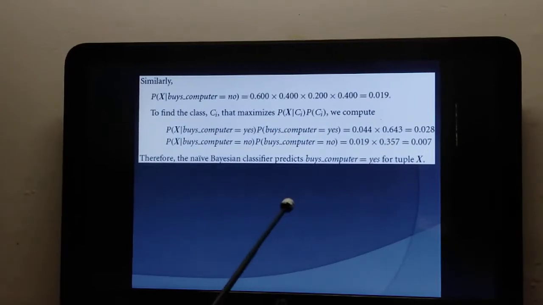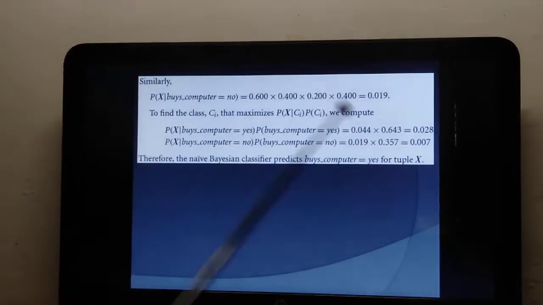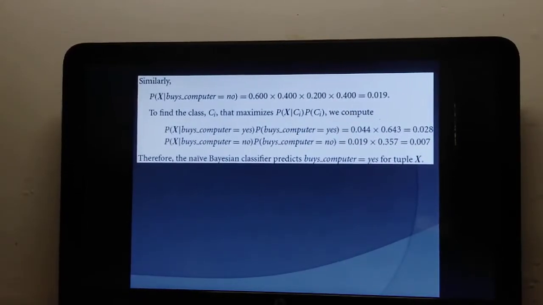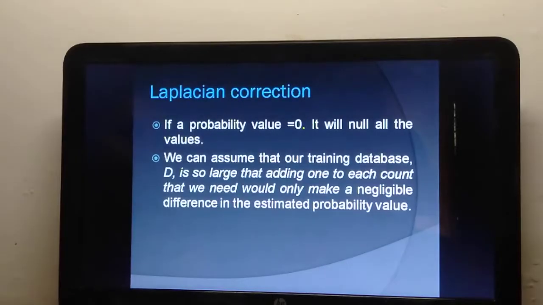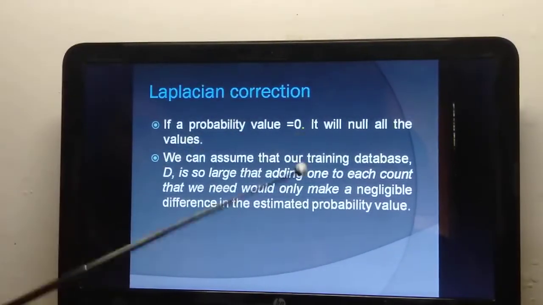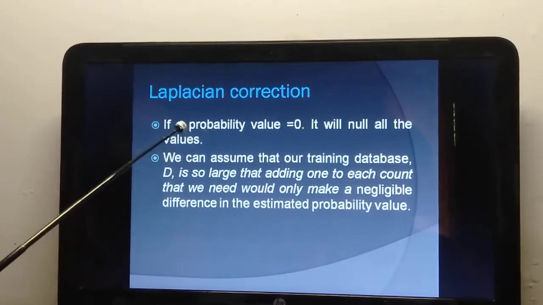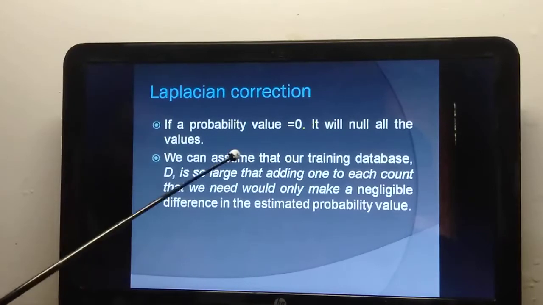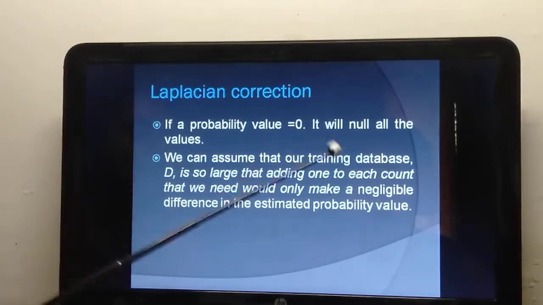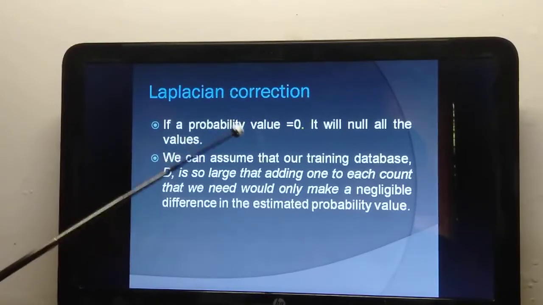It's very simple. You need to know your formulas correctly and just do simple mathematics. It is multiplication and division. Okay, now there's one more thing that we need to do before we conclude: Laplacian correction. Now what will happen if for a particular value in my database there is nothing, it is 0, we have 0 number of classes for a particular set of values in my database?